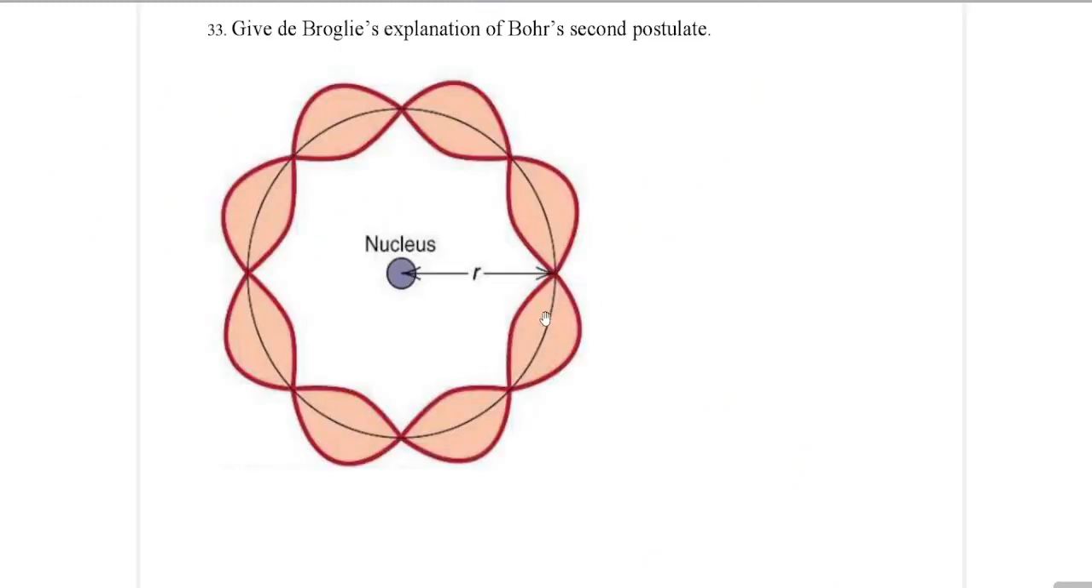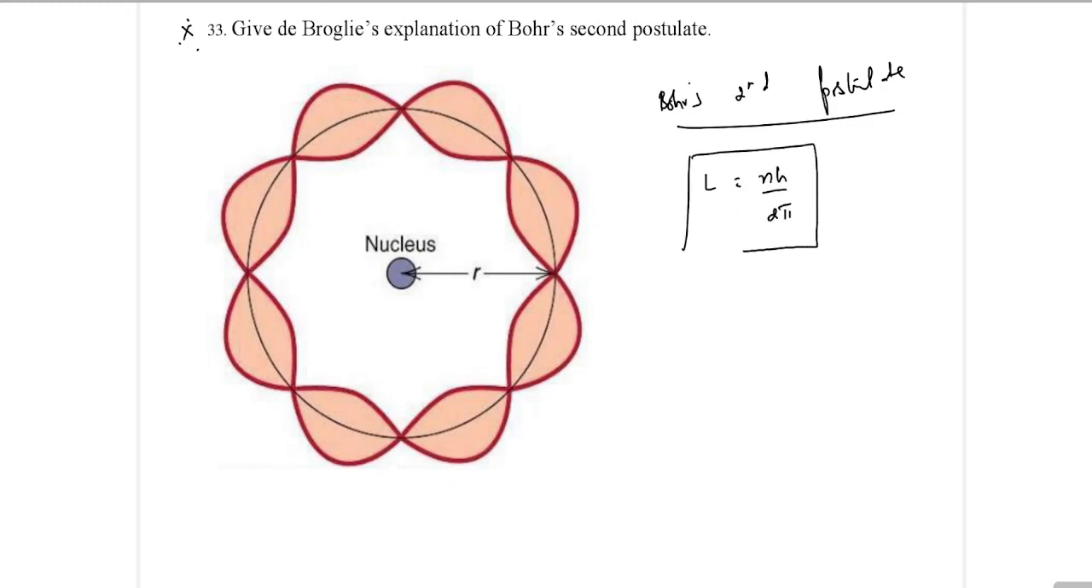33 says, it's a very important question, the 33rd one. It says, give de Broglie's explanation of Bohr's second postulate. To understand this, let us recall Bohr's second postulate, which says the electrons will exist only in those orbits in which the angular momentum is an integral multiple of h by 2 pi. This is called Bohr's second postulate.